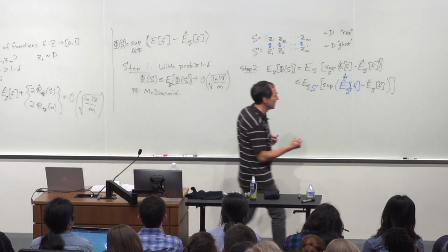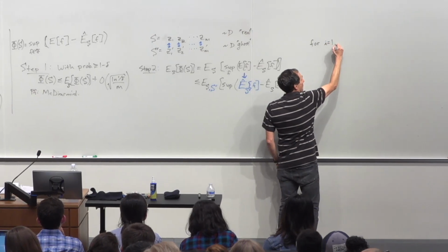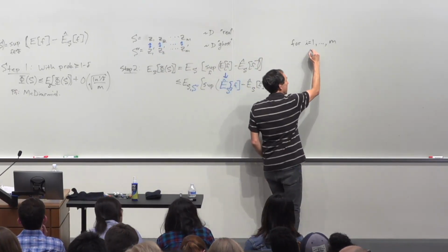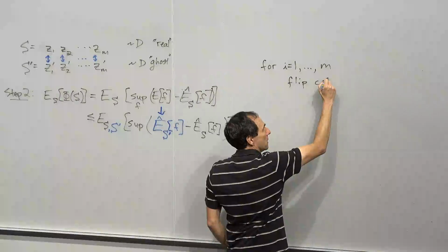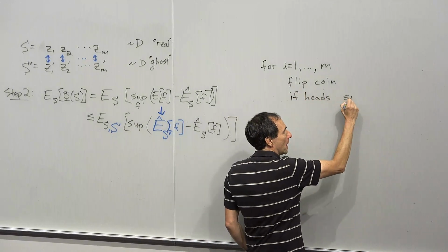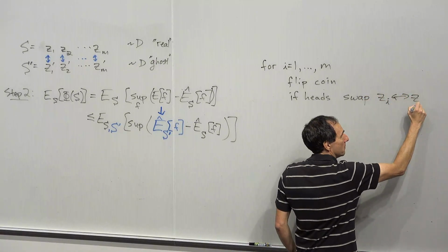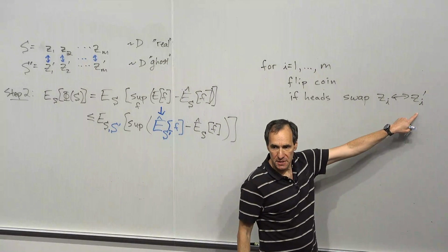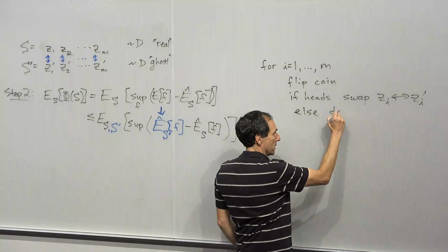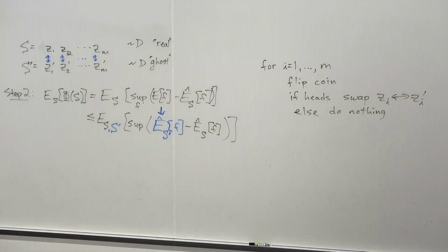So just to write that out, what we're doing is we're imagining a process where we go through these M pairs, and we flip a coin. And if it's heads, then we swap Zi and Zi prime, meaning put Zi in the ghost sample and Zi prime in the real sample. And otherwise, we do nothing. We leave that pair alone. And of course, doing this independently.